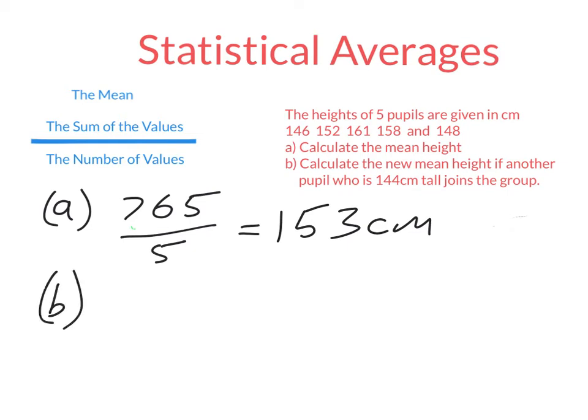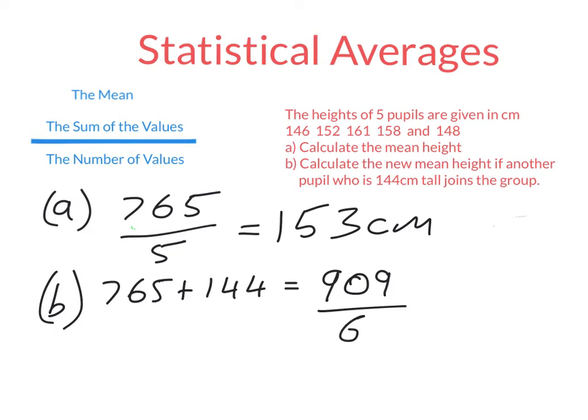Now in part B, we need to calculate the new mean height when the new pupil of 144 centimetres joins the group. So we need to add this new height to our original sum of values. Well, our original sum of values was 765, remember? And to that we need to add our 144. And when we add that together, that gives us a new sum of the values of 909 centimetres. But this time we need to divide not by 5, but by 6, as there are now 6 members in the group. And 909 centimetres divided by 6 gives us 151.5 centimetres. And this is our new mean height. Don't be put off by the fact that we have a decimal in our answer. That's absolutely fine.